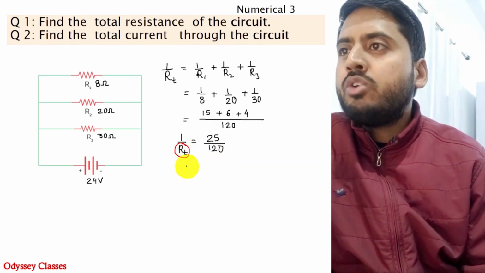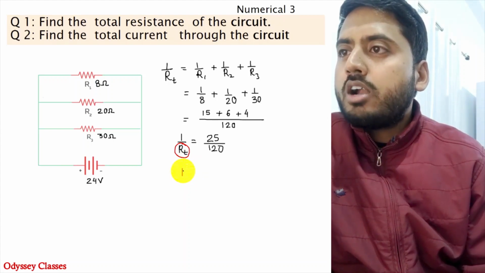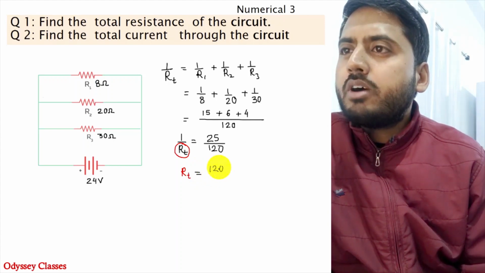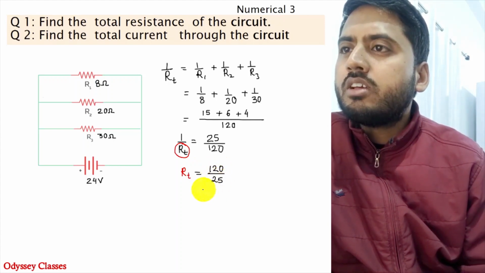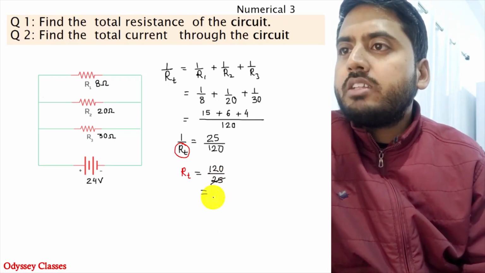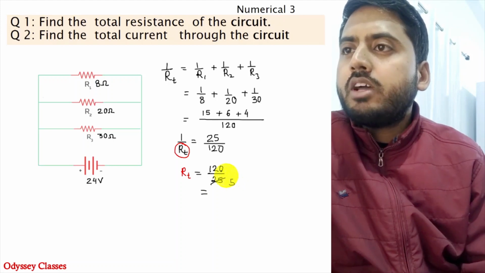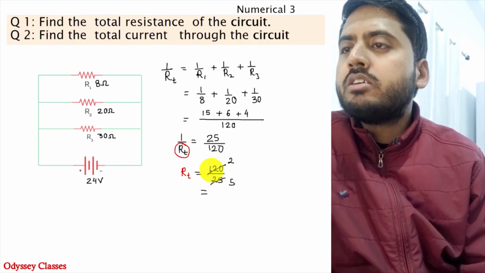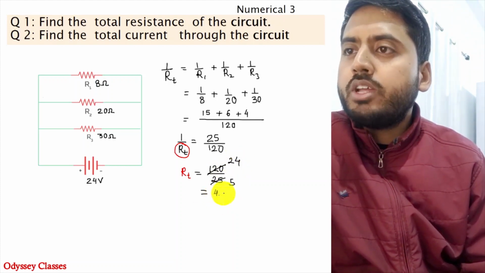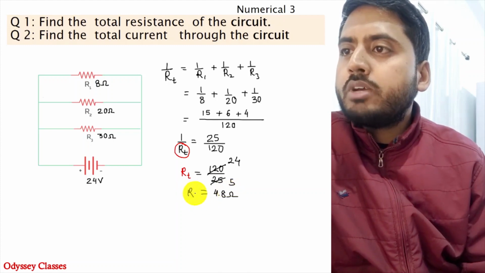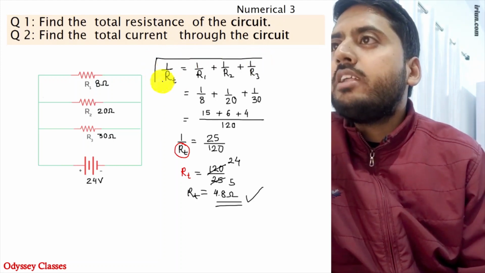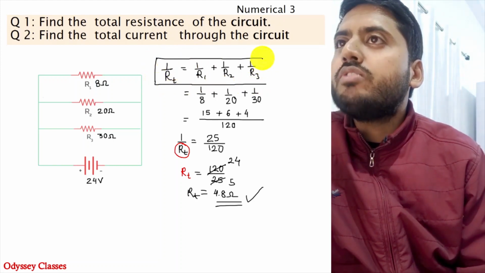So here what we can do, we can just do the reciprocal. So RT will be equals to 120 by 25. So if you solve this, let me simplify this here. That will be 5 and this will be 2 and 4. 24 by 5 and that is going to be 4.8 ohm. So by both the methods, you will get the same answer. This is a direct formula to find the equivalent resistance of the parallel circuit.